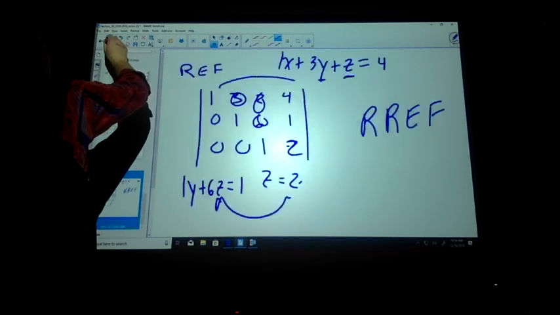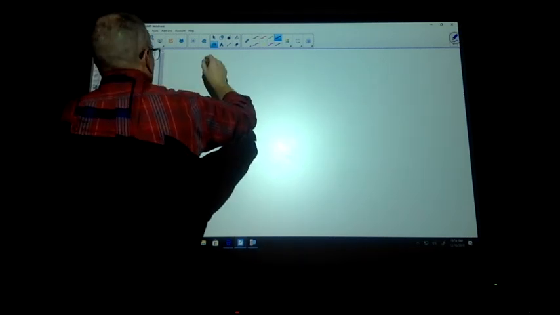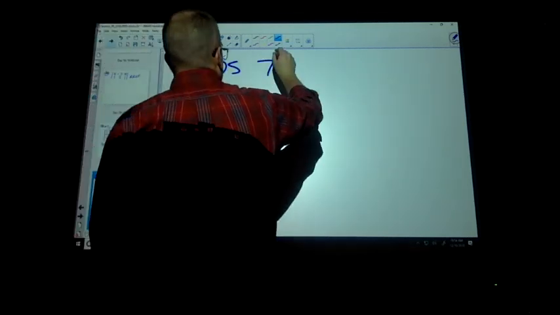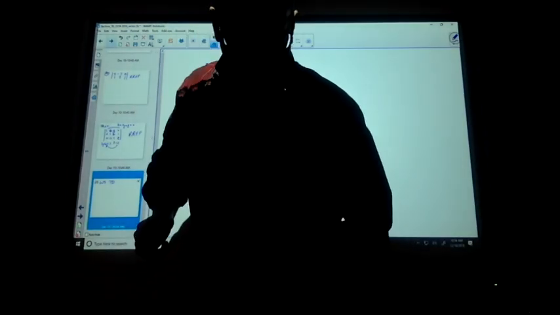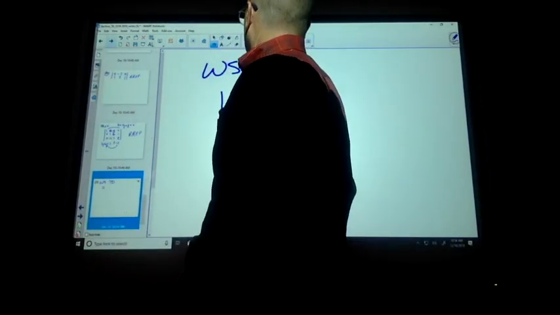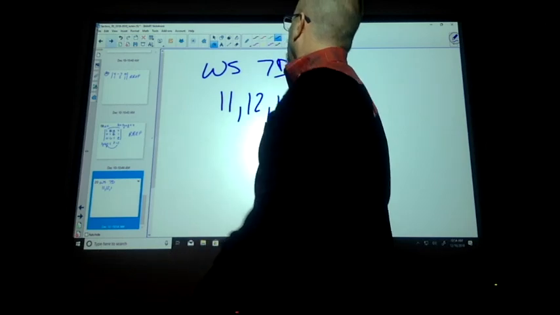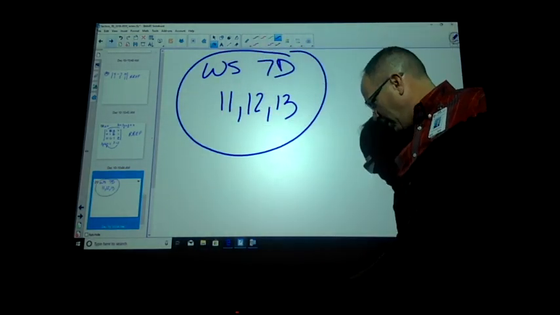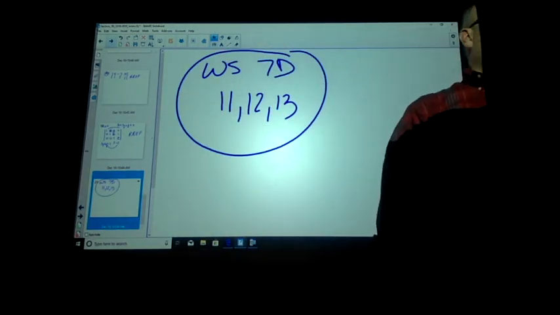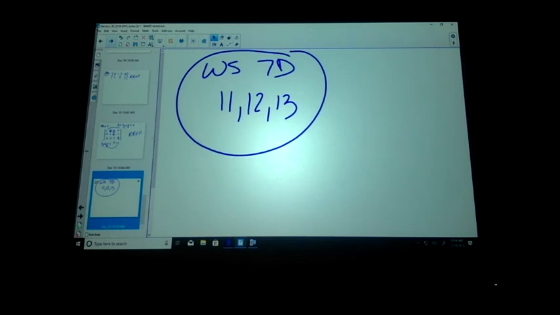Just for fun, we will do worksheet 7D, and we will just do 11, 12, and 13. Oh, nice. Dude, he gave us only the word problems. What a jerk. Easy word problems.